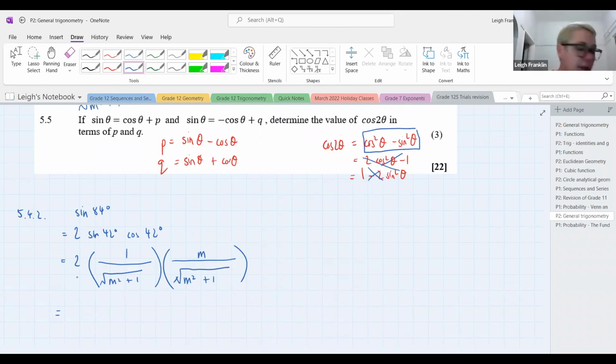Okay, and now we've got to multiply our numerators and our denominators together because that's what we do with fractions. So 2 times 1 times m is 2m. And at the bottom, root m squared plus 1 times root m squared plus 1 is just m squared plus 1. That's what you should have got for 5.4.2. How did that go? Did you get that answer?